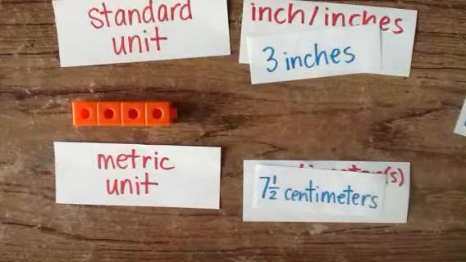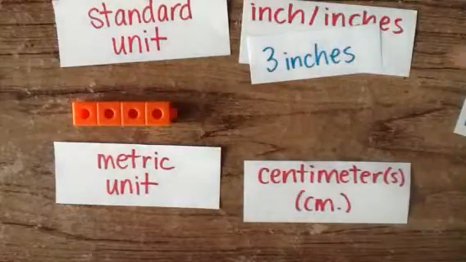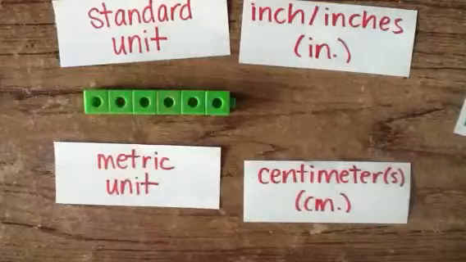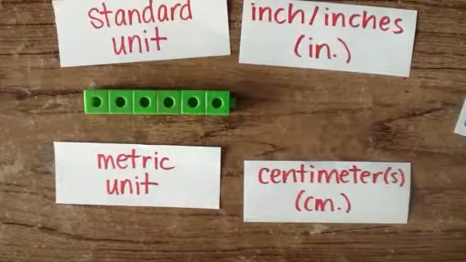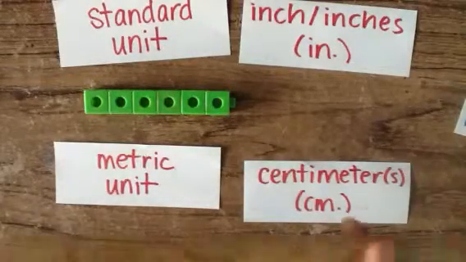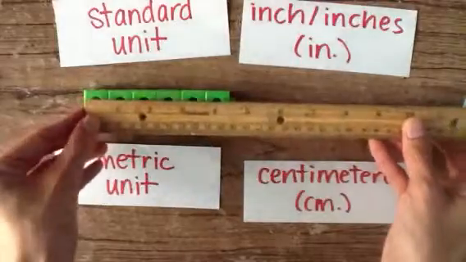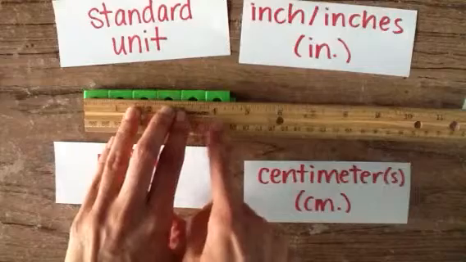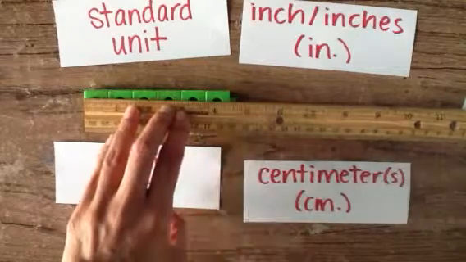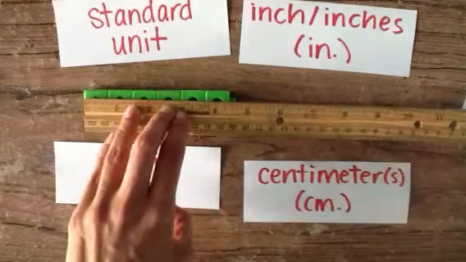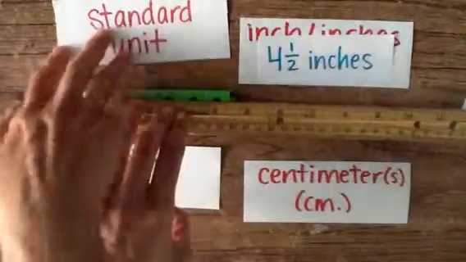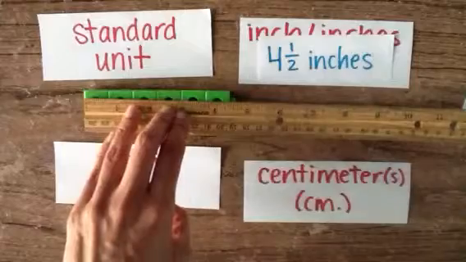All right, guess what? I have more blocks to measure. Actually, this is our last set of blocks to measure. I have a green set of blocks. Let's measure that in inches first. I'm going to flip it to my inches side. I start on the edge. So it's between the 4 and the 5. So how much is that? 4.5. That's right. With our standard unit of measure, that measures 4.5 inches long.